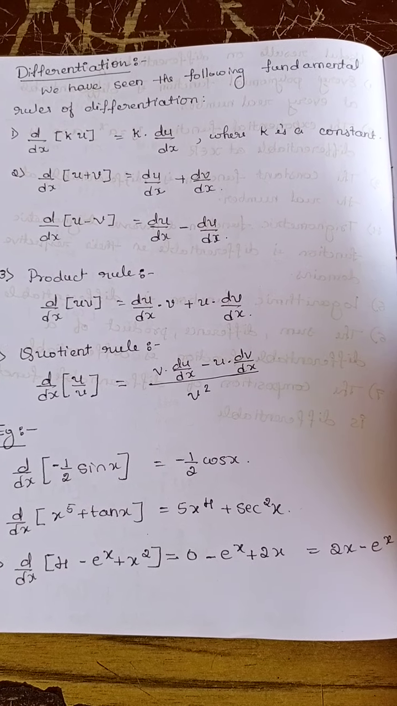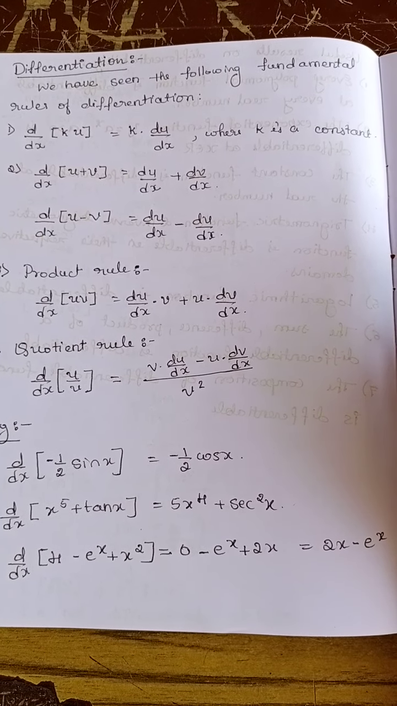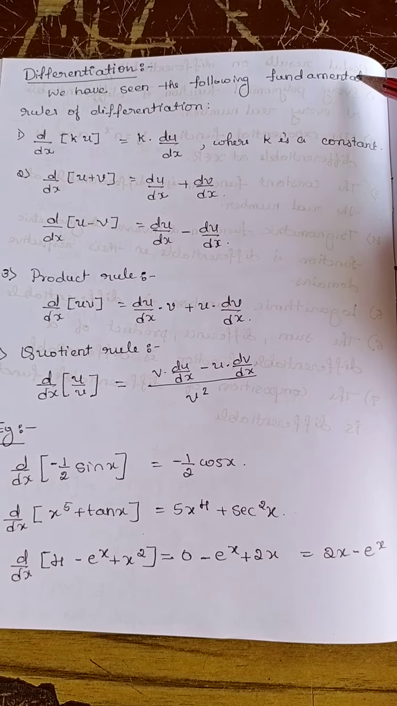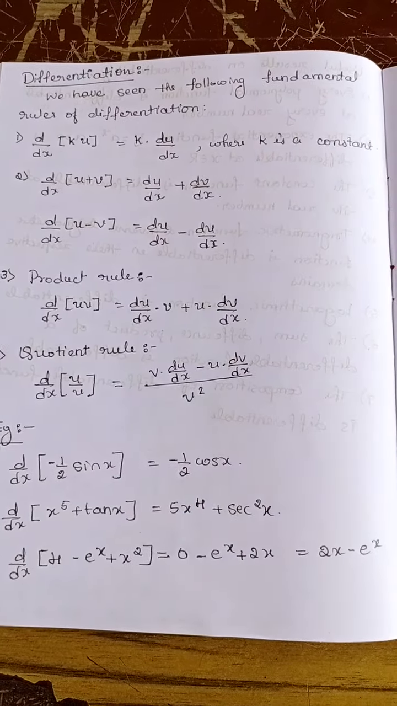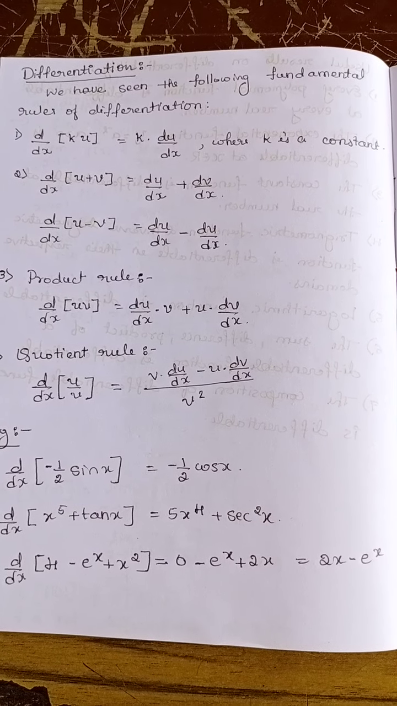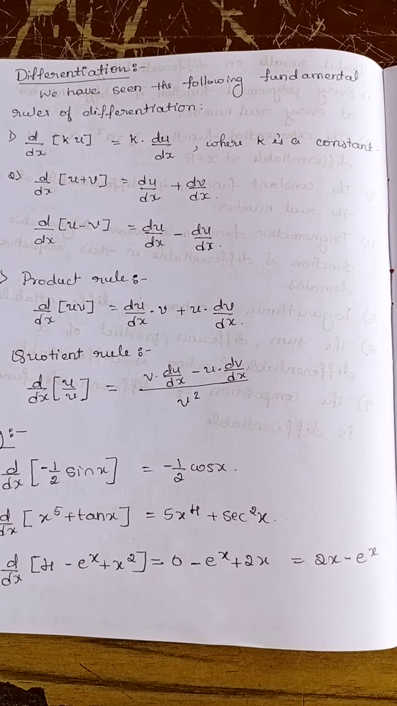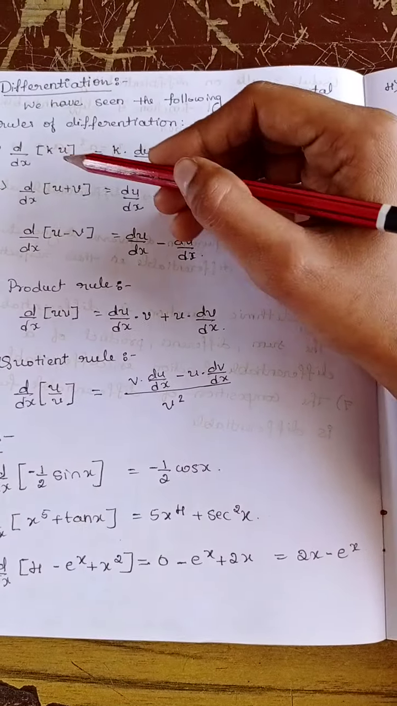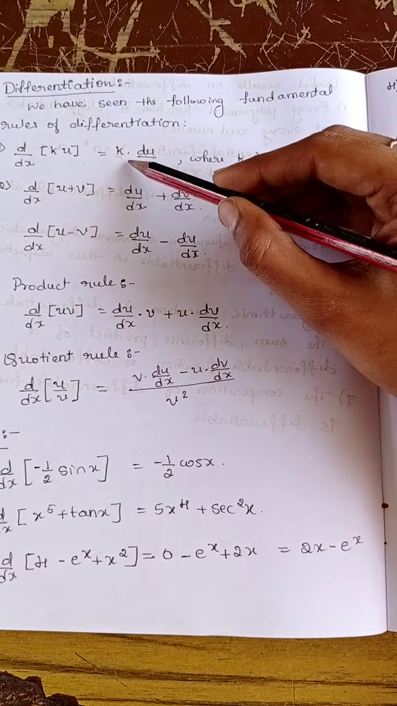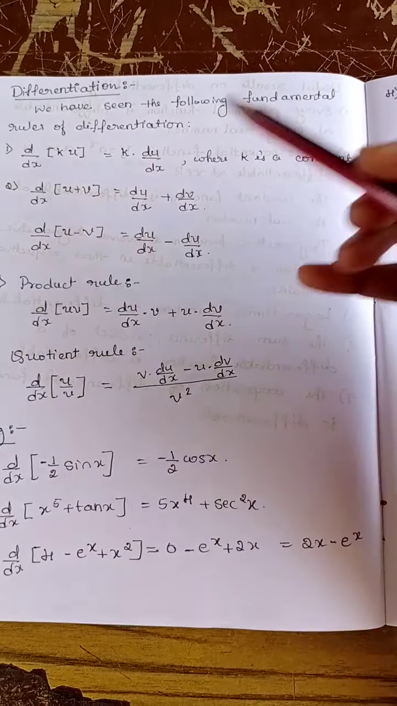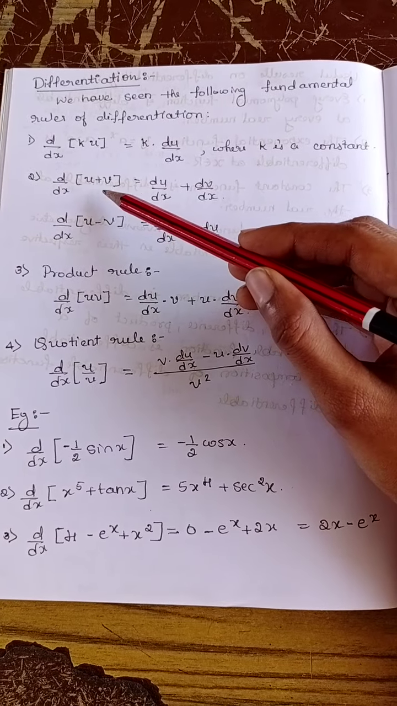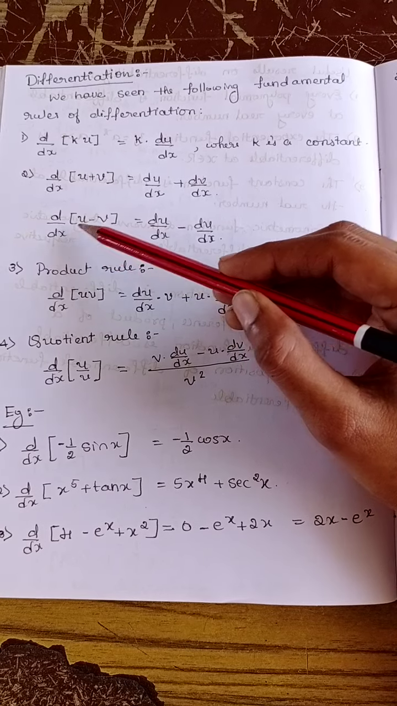Hello dear student, now let us discuss the next topic of the chapter continuity and differentiation, that is differentiation. We have seen the following fundamental rules of differentiation. First one is d by dx of k into u. Here k is any constant, that is equal to that constant k into differentiation of u. That is, d by dx of k into u is equal to k into differentiation of u with respect to x.